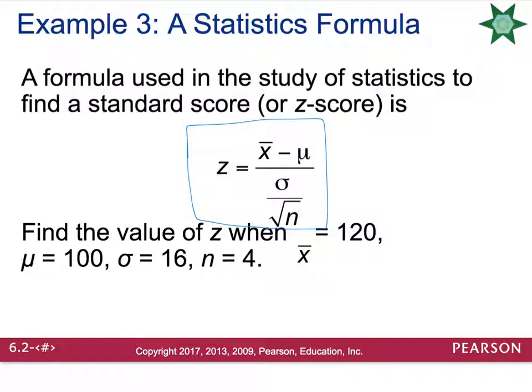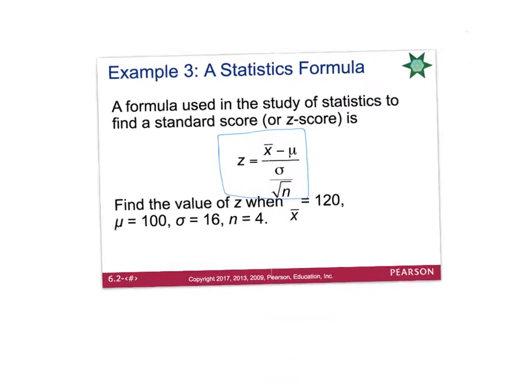This is just an evaluate problem. They want us to find the z value when x bar is 120, mu is 100, sigma is 16, and n is 4. So let's make our plug and chug substitutions. So z equals x bar minus mu divided by sigma over the square root of n.